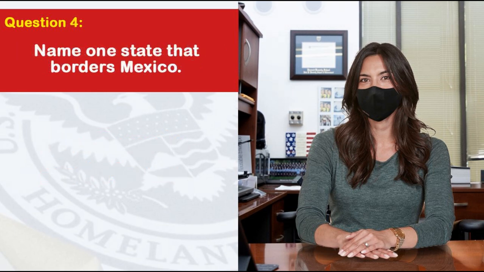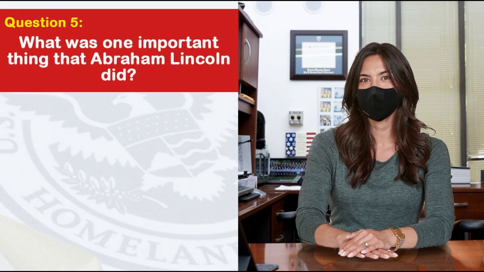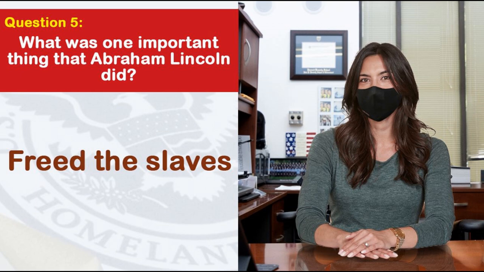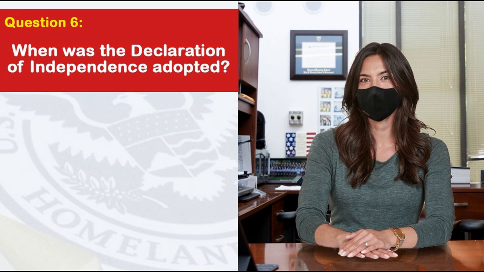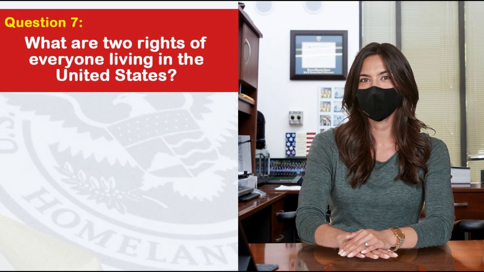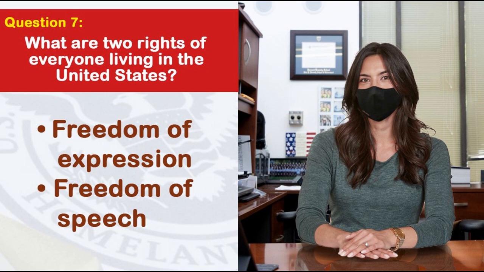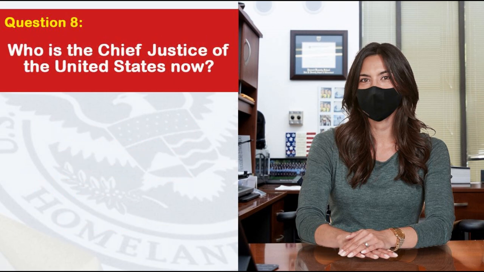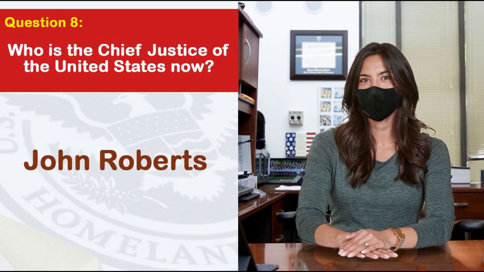Name one state that borders Mexico. California. What was one important thing that Abraham Lincoln did? Freed the slaves. When was the Declaration of Independence adopted? July 4, 1776. What are two rights of everyone living in the United States? Freedom of expression. Freedom of speech. Who is the Chief Justice of the United States now? John Roberts.